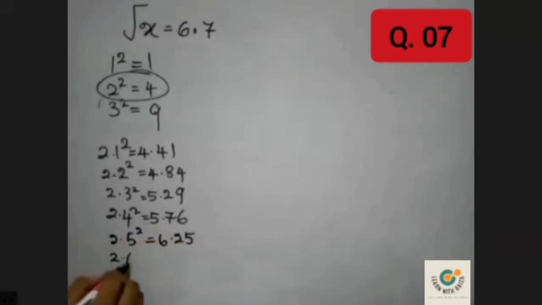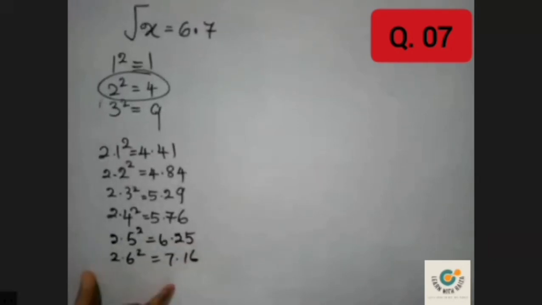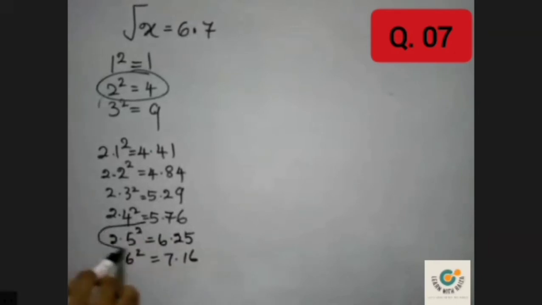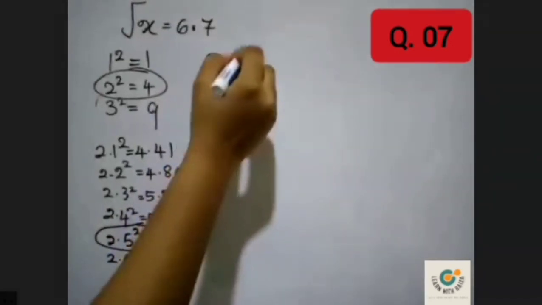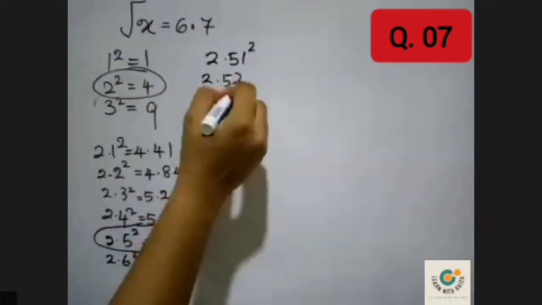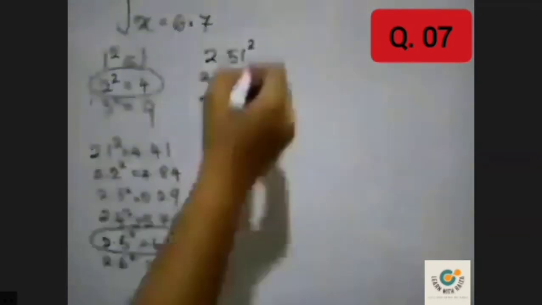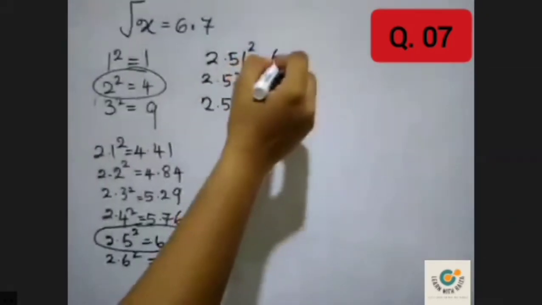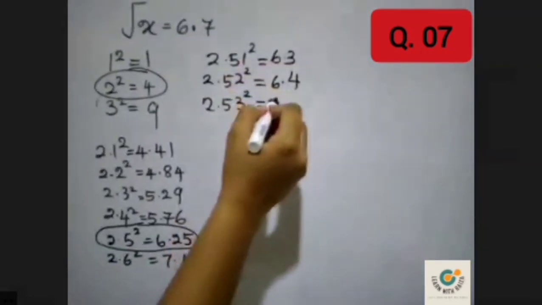We'll see 2.6 squared also. You are getting 7.16, that is more than 6.7. So we can't take that. We are going to consider this number, right? So after this, we have to go with 2.5. How to go? 2.51 squared, 2.52 squared, 2.53 squared. Likewise, you have to go. So 2.51 squared is 6.3, here 6.4, again 6.4.